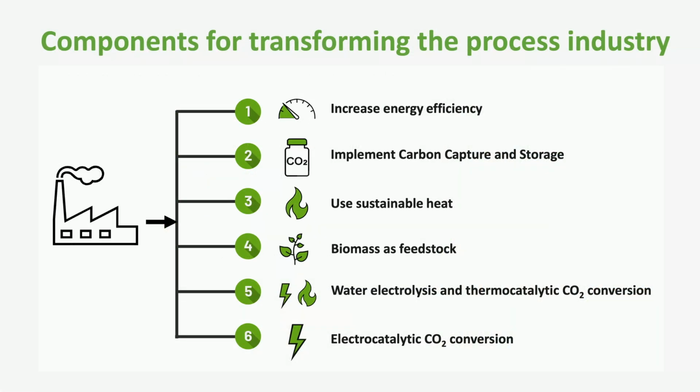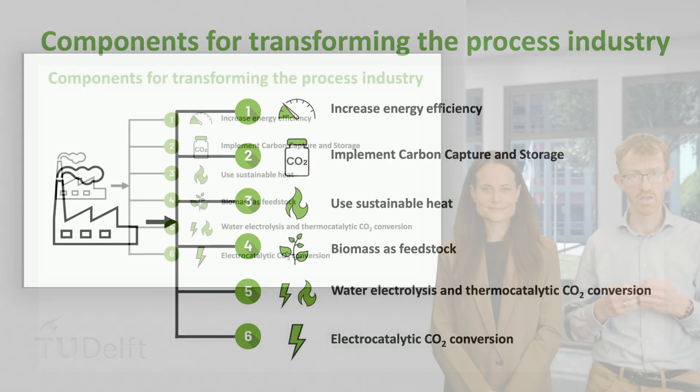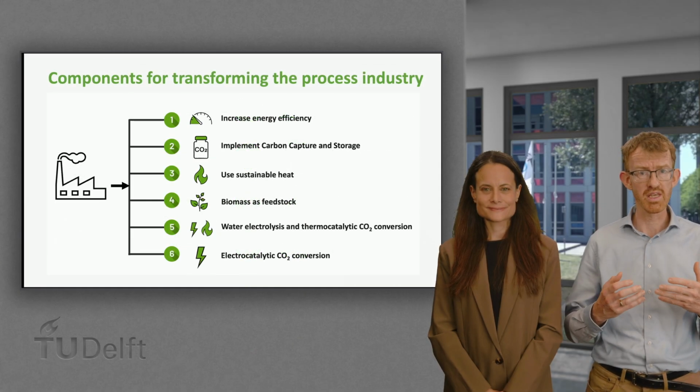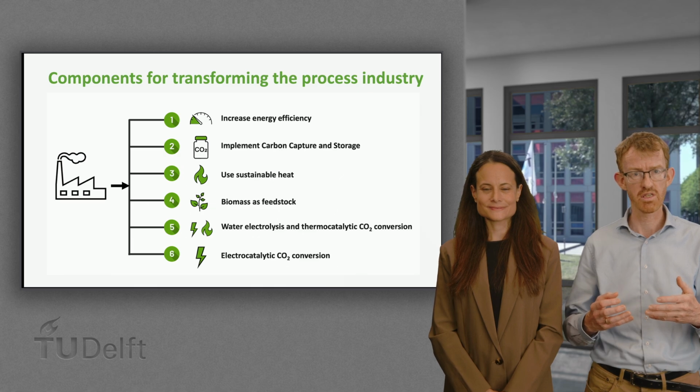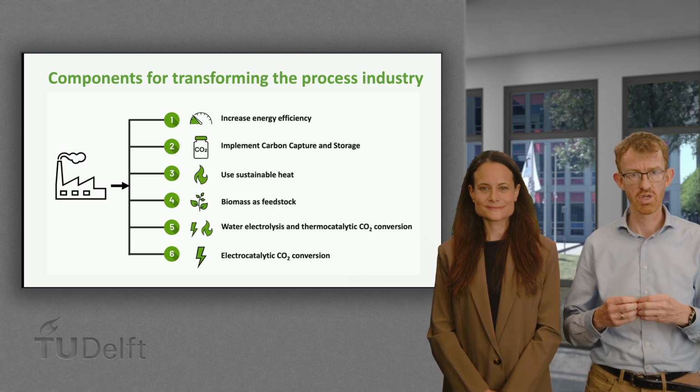1 is to make processes more efficient. In the past years, important steps in efficiency have already been made. 2 is to capture CO2 at the end of the process and either use it or store it underground. 3 is the use of sustainable heat, such as heating with electricity from renewable sources.